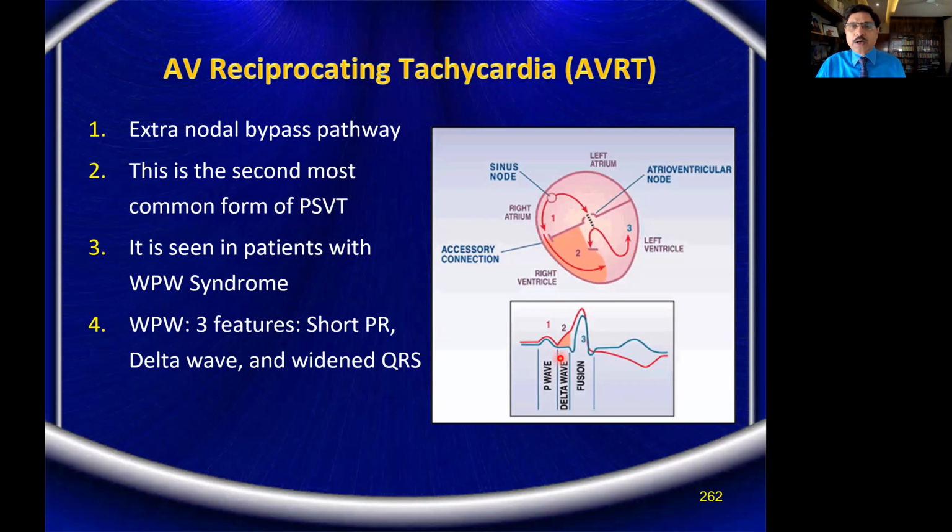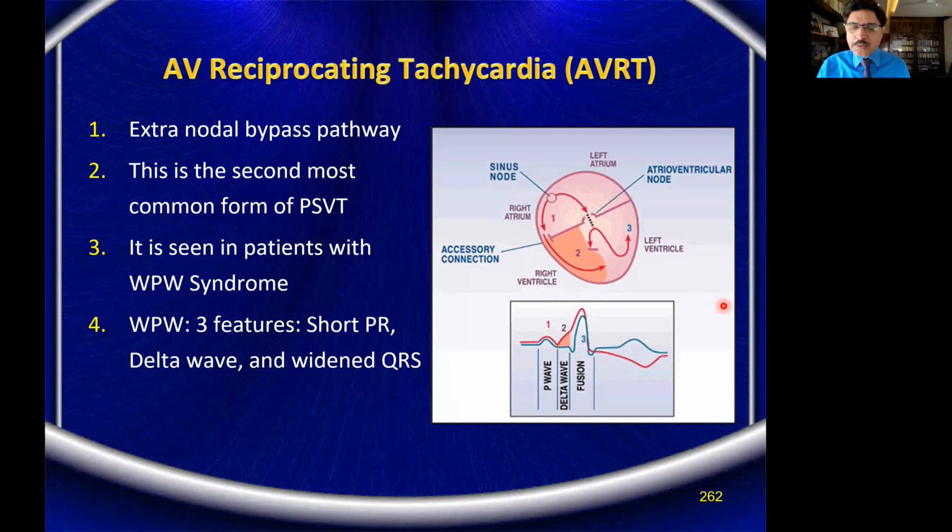Number one, shortened PR interval. Actually, it is not shortened. The PR interval regular is okay, but there is an extra conduction, so it appears short. Second one is the delta wave. What is the delta wave? Excitation of the right ventricle, merging with the excitation of the left ventricle. Then there is a wide QRS and an inverted T. These three features should be there.